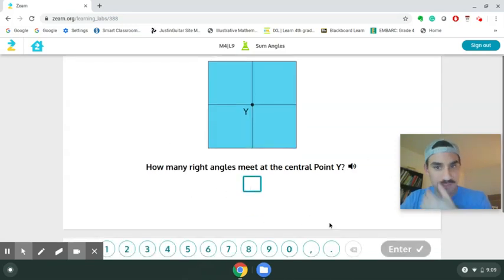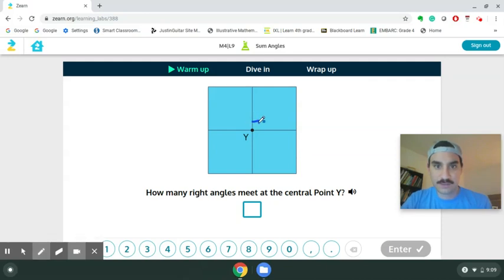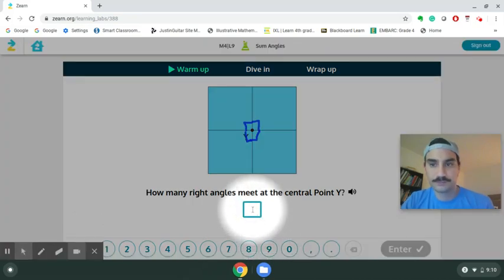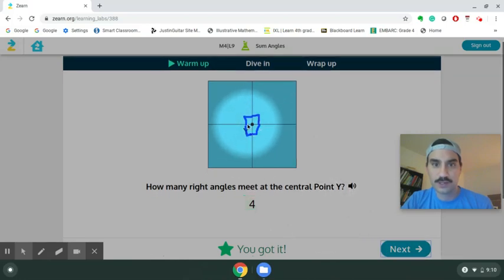How many right angles meet at central point Y? Well, here's our central point Y right in the middle. And if we look at the angles that touch that vertex, there's 1. These are squares, so we know the corners are right angles. That means these two lines, this line running down and this line running horizontally, right, vertically and horizontally, those are perpendicular lines. When they cross, when they intersect, they make perfect right angles. So how many right angles did we have there? Go ahead and put your answer. If you said 4 right angles, you were correct. 1, 2, 3, 4.